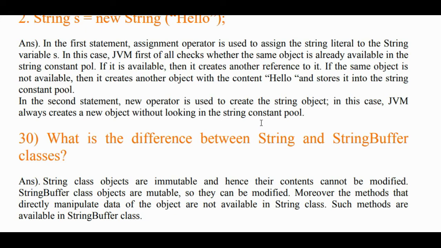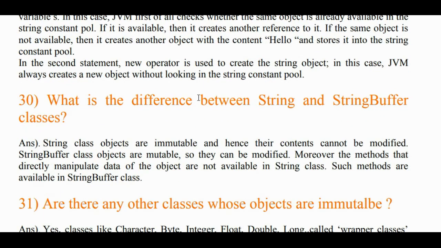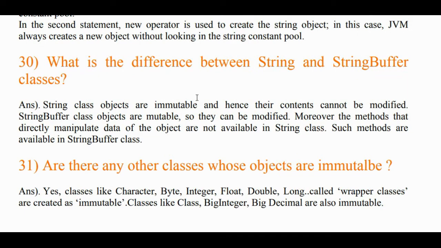Next, what is the difference between String and StringBuffer classes? String class objects are immutable and hence their contents cannot be modified. StringBuffer class objects are mutable, so they can be modified. Moreover, the methods that directly manipulate data of the object are not available in String class. Such methods are available in StringBuffer class.